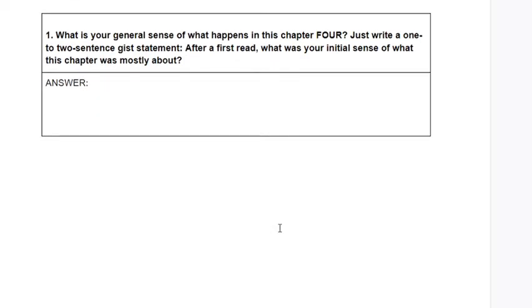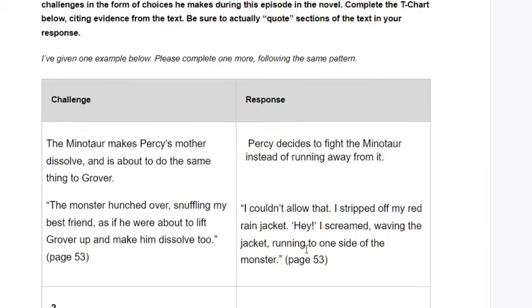First question: what is your general sense of what happens in this chapter 4? Just write a 1 to 2 sentence gist statement. After a first read, what's your initial sense of what the chapter is mostly about? So we want a couple sentences telling me the basic gist of the chapter, written in good, complete sentences. And that's what we're looking for first. Let's scroll down.